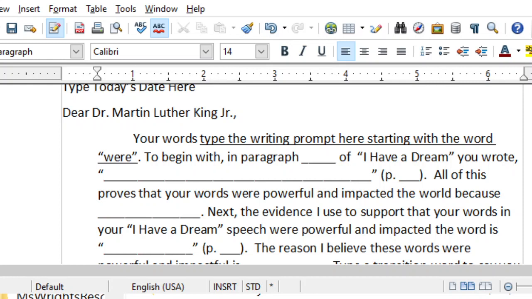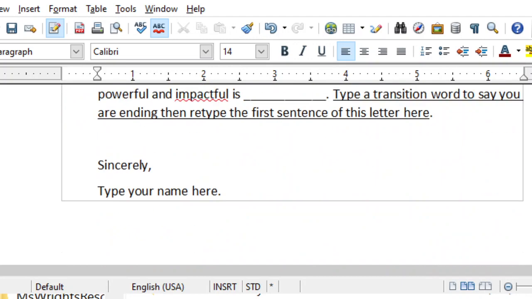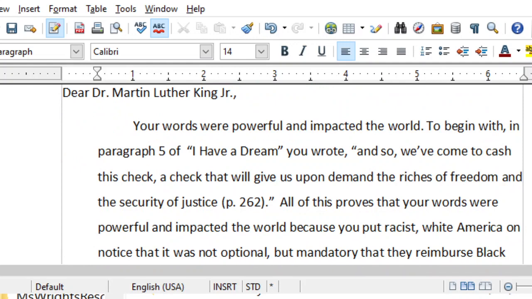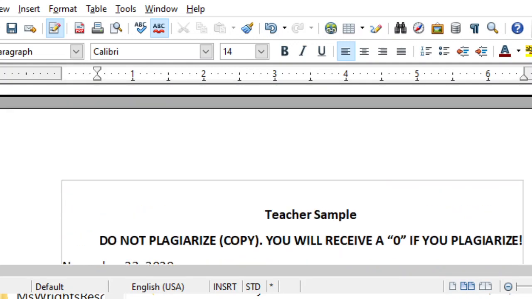Please do not rush through this. Please do not copy my example. Write your own paragraph. Actually, the paragraph is already written for you. You are just to fill in the blanks. If you get stuck, go and look at my example to help you, but do not copy my example.